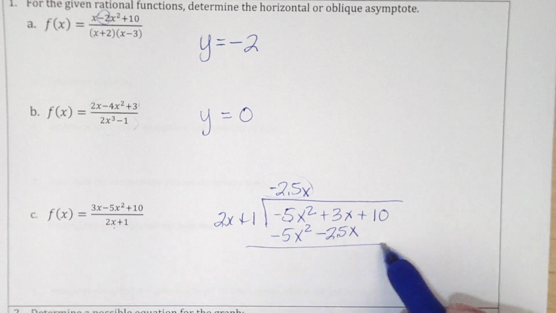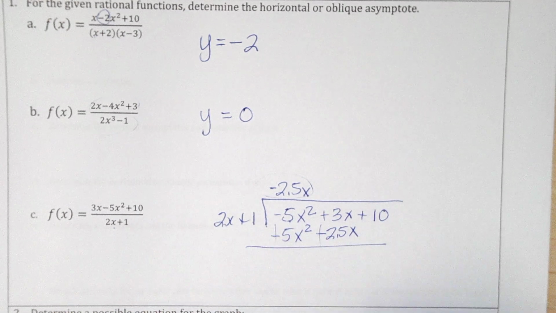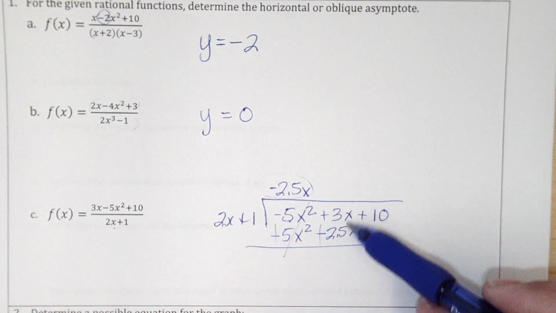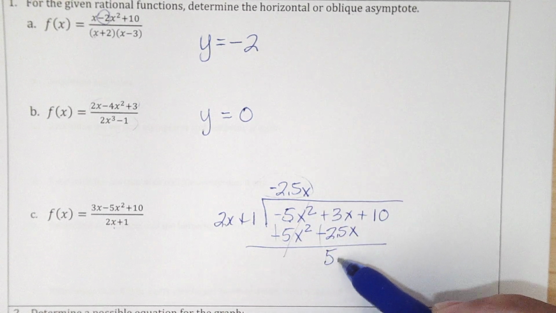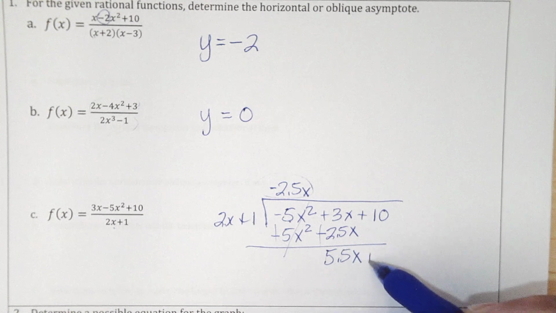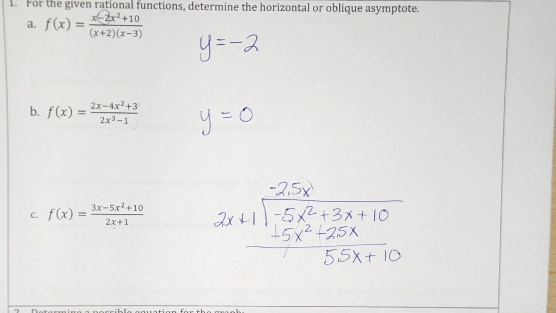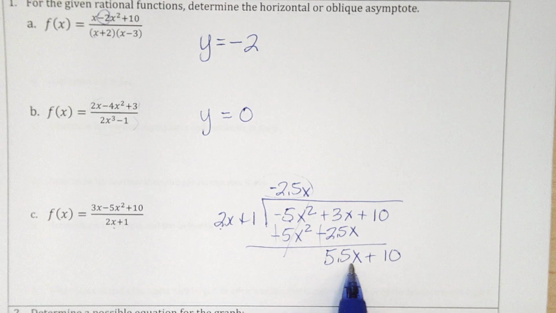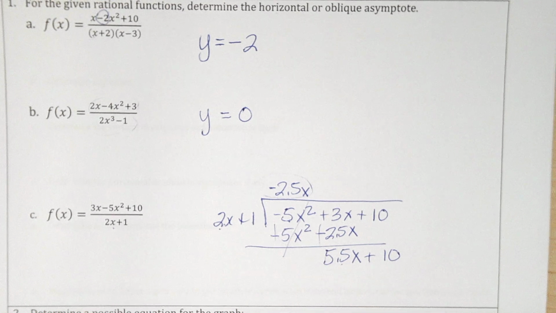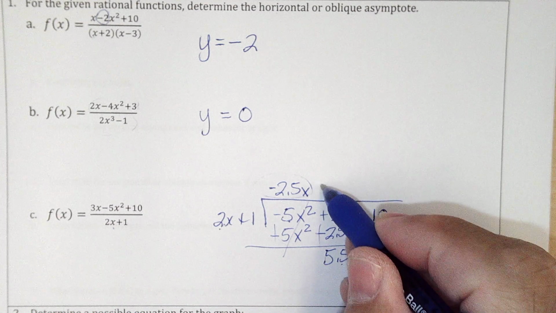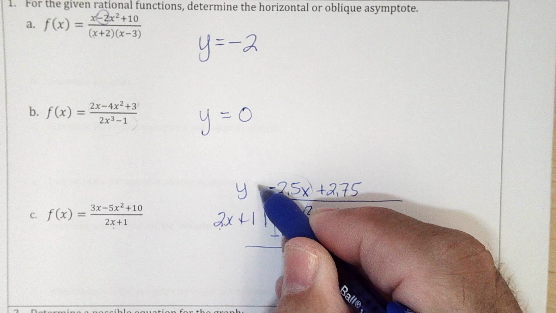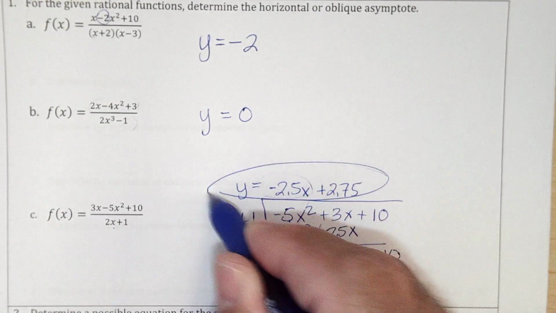Then I'm going to draw the line and change the signs and add like terms. These cancel out. This comes out to be 5.5x plus 10. And all I need to know is, what do I have to multiply 2 times to get 5.5? It would have to be half of 5.5, which is plus 2.75. And that will be the oblique asymptote.